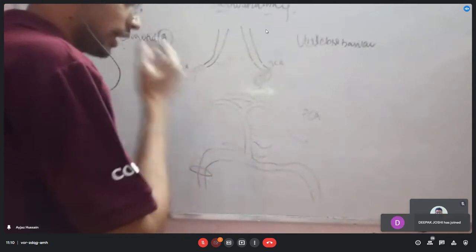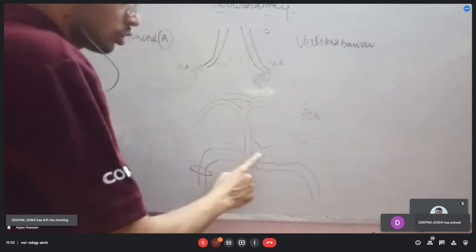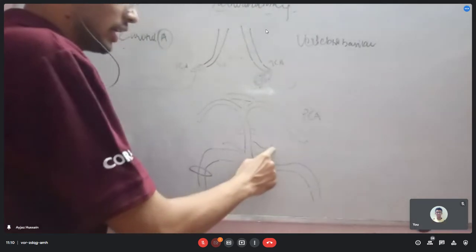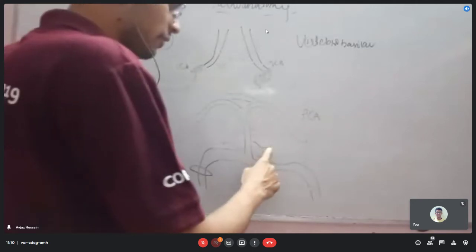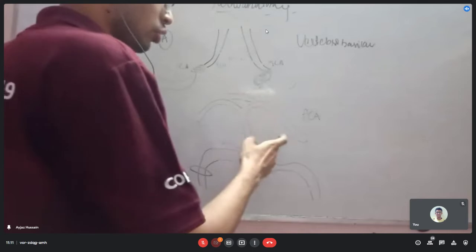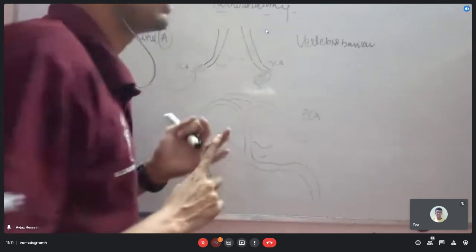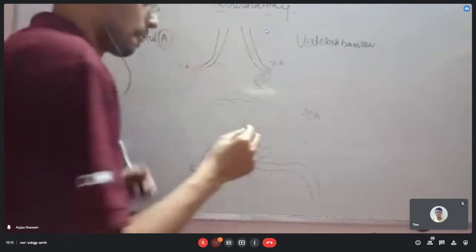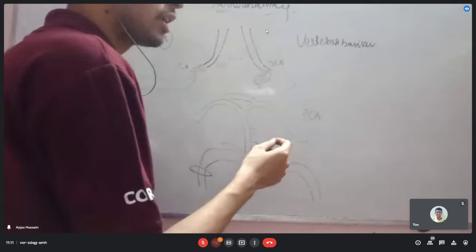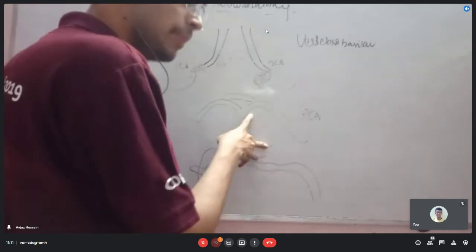Apart from it, what else will it supply? It will first give cerebellar branches. There are three cerebellar arteries supplying the cerebellum: the anterior inferior cerebellar artery, the posterior inferior cerebellar artery, and the superior cerebellar artery. So these are the three branches that it will give for the cerebellum.